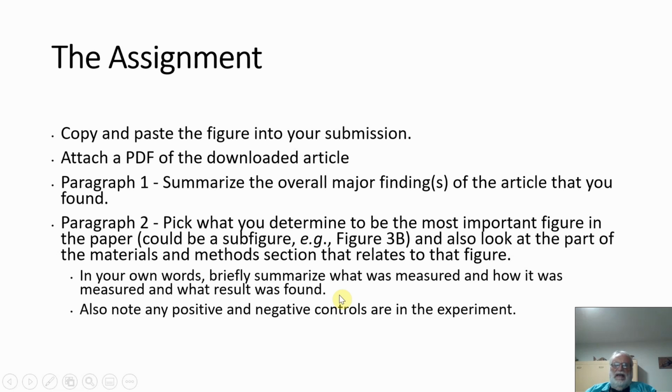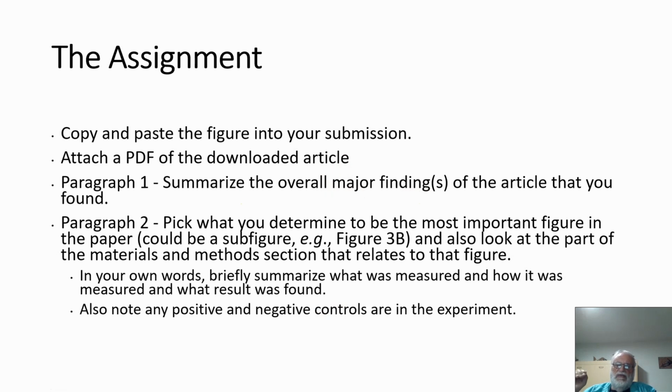Okay, here's your assignment. I want you to copy and paste a figure, what you feel is the most important or the most interesting figure in the entire paper. I want you to attach a copy of the PDF of the downloaded article. I want you to summarize the overall major findings. What did the paper actually discuss? What did it find?